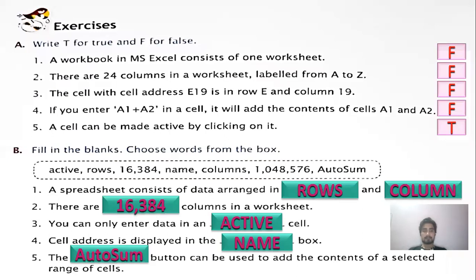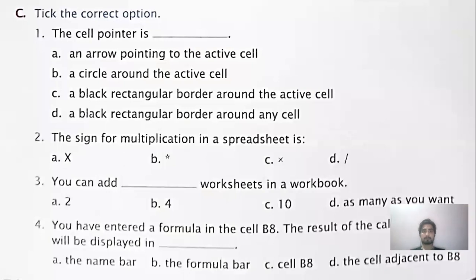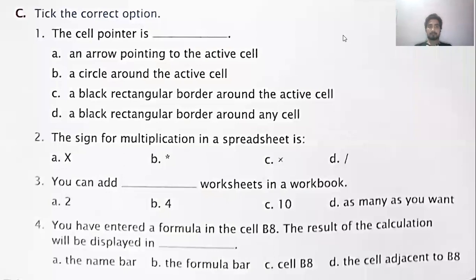Let's move to the next exercise. Tick the correct option. The cell pointer is dash. So a black rectangular border around the active cell. Cell pointer represents the active cell, and how do we see the active cell? So a black border in the older versions, that is 2010 or 2007 version of Excel, will appear around the cell. In 2013 and the latest versions, green borders will appear around the selected cell.